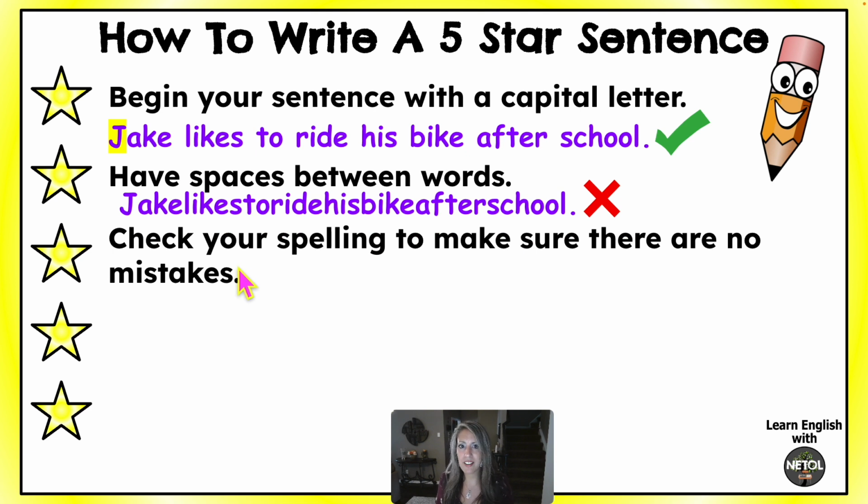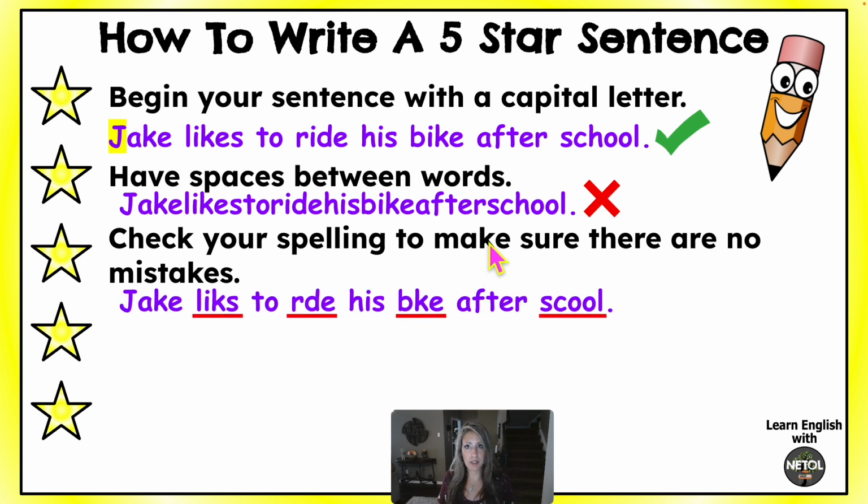Next rule to write a 5-star sentence is check your spelling to make sure that there are no mistakes. So that is another important part of learning English. Make sure your spelling is correct. If you're going to be doing the activity online, you will notice that when there's a spelling mistake, usually your device may automatically correct your spelling mistake, or you may see a red line. So a red line under a word indicates that there is a spelling error. There's a mistake there and it needs to be corrected. So make sure to check your spelling.